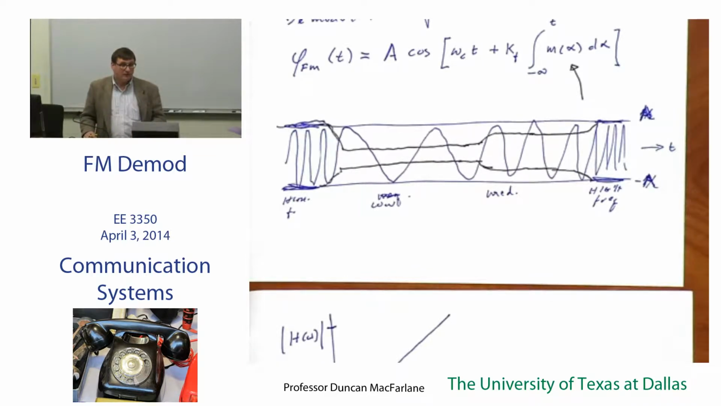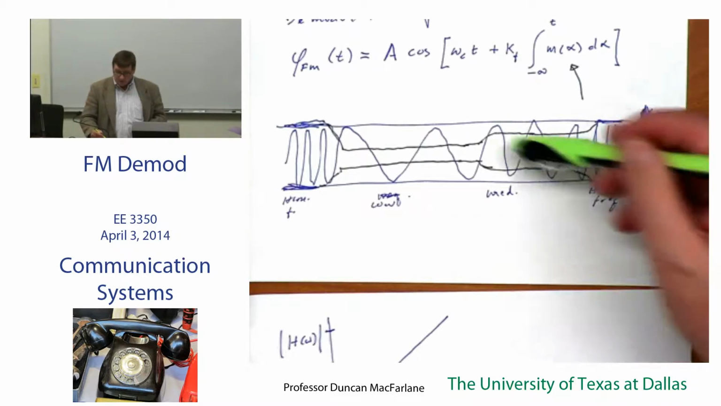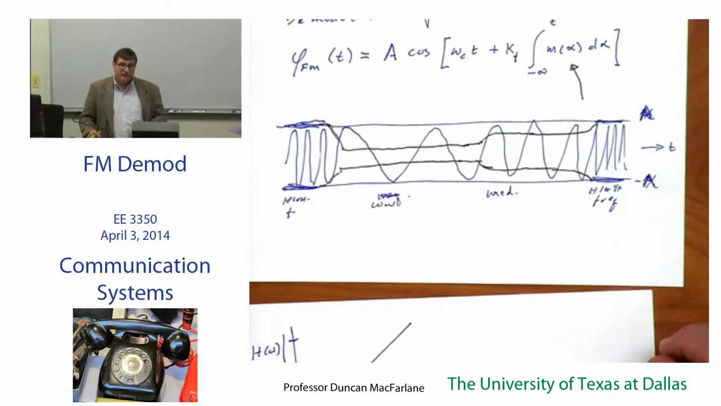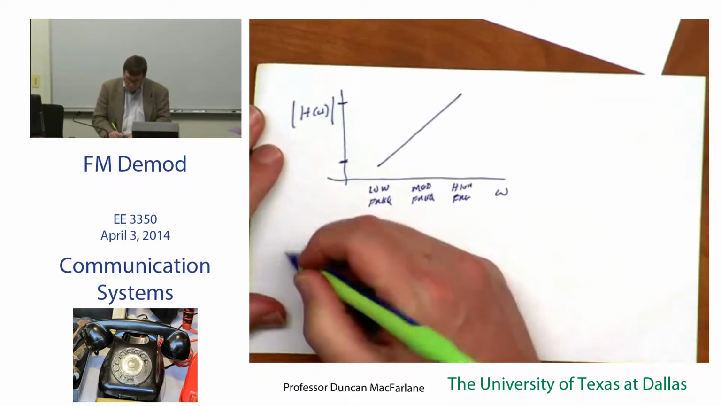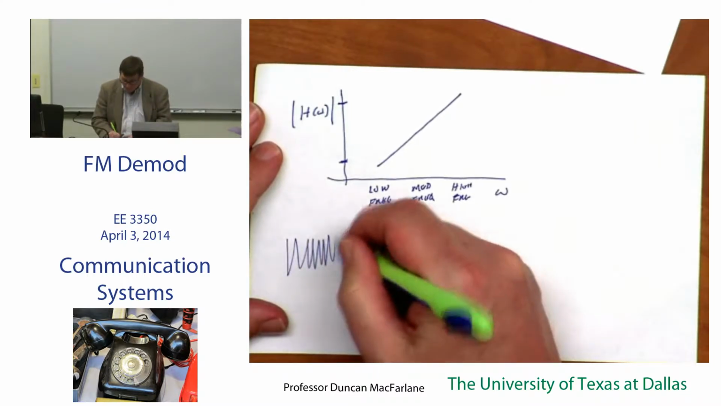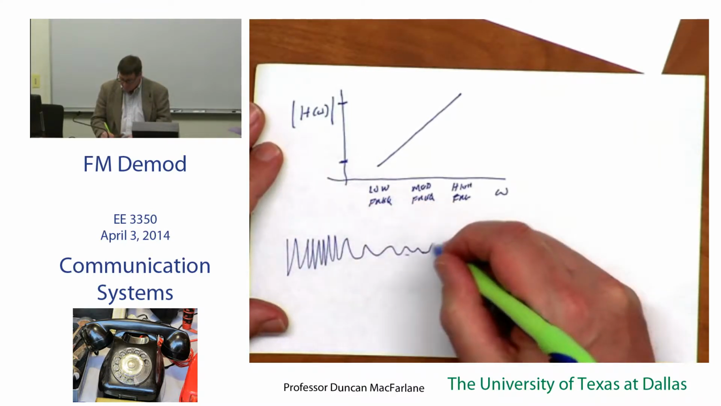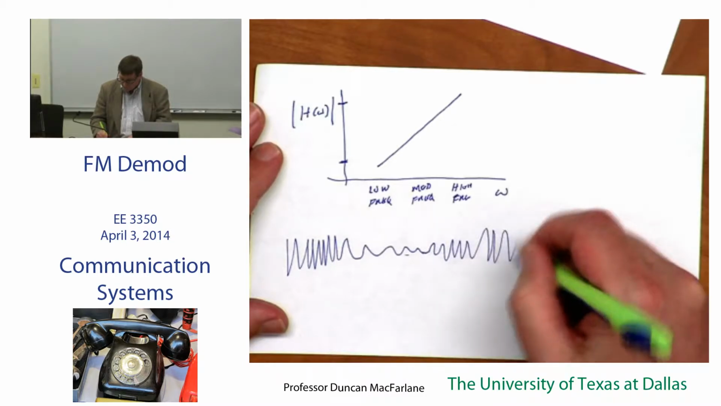Okay? And so now what I've done is I've discriminated the parts of the signal, the instantaneous frequencies of the signal. I've discriminated them and made them into an amplitude. So let me draw this even more appropriately. I've got high frequencies, low frequencies, medium frequencies, and then high frequencies again.